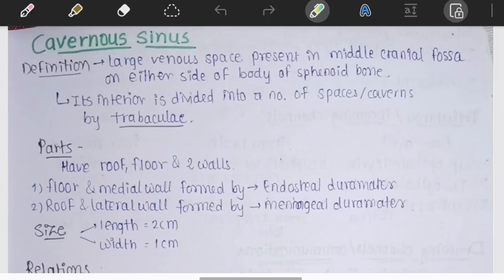Imagine a patient comes to the hospital with a small pimple near the nose. A few days later, the patient develops swollen eyes, double vision, and cannot move the eyeballs. How can a tiny infection on the face affect the brain? The answer lies inside one of the most clinically important venous sinuses of the skull, the cavernous sinus.